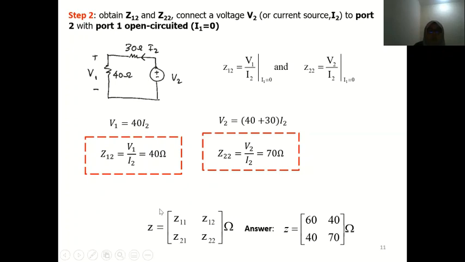Now we put your Z in the appropriate matrix form. Your Z now is: Z11 is 60 ohms, Z12 is 40 ohms, Z21 is 40 ohms, and Z22 is 70 ohms.